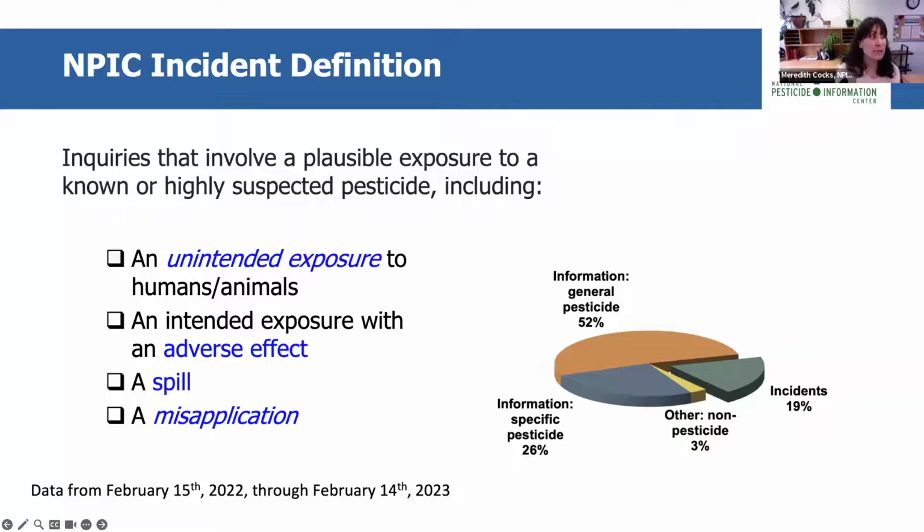It could also mean an intended exposure if there is an adverse effect. What does that mean? Why would someone intentionally expose themselves to a pesticide? Well, think, for example, of an insect repellent applied on the skin. If someone uses an insect repellent and an adverse reaction occurs after that intentional use, we would end up recording that as an incident in our database.